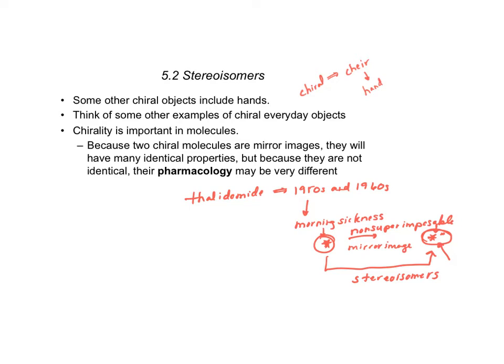So again, why is this important? Why do we care whether or not molecules have non-superimposable mirror images? Well, because those two molecules are different and they're going to have different properties, and we need to be able to denote that, right? And we need to know what they're going to do before we actually prescribe them to poor morning sick mothers that end up having babies with birth defects, okay?